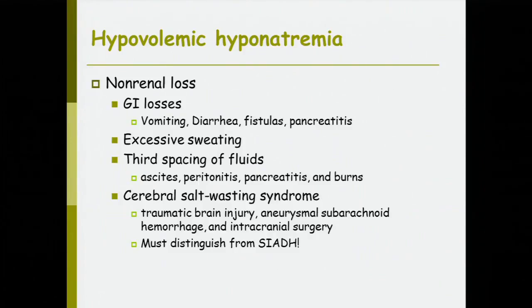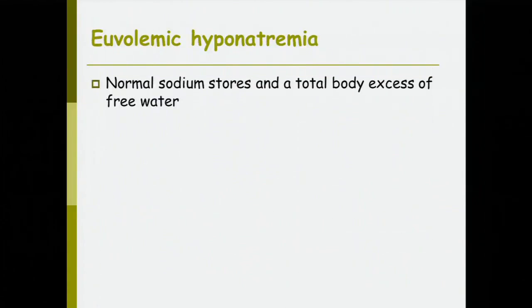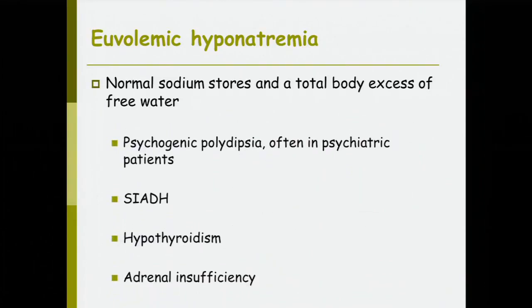I'm going to keep going just to get more concepts versus going into the etiology part. Euvolemic hyponatremia, we already said the sodium was normal. We stayed at 4 molecules, but there was a total body excess of water. This could happen in patients with psychogenic polydipsia, SIADH, hypothyroidism, or adrenal insufficiency. We're going to talk about all of them in a few more minutes.